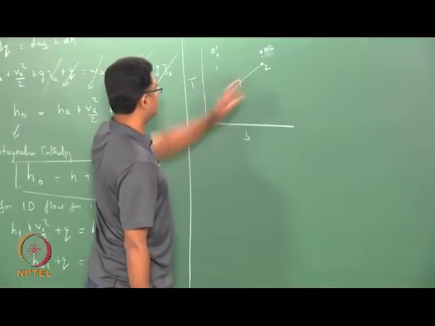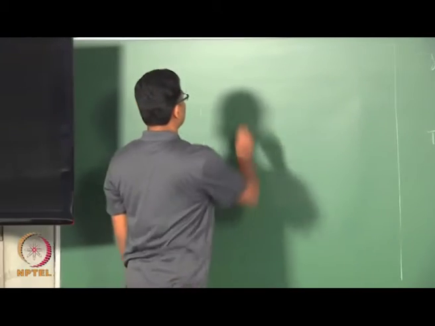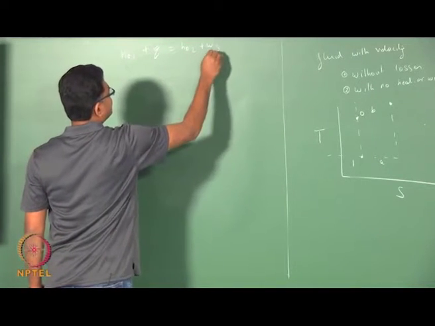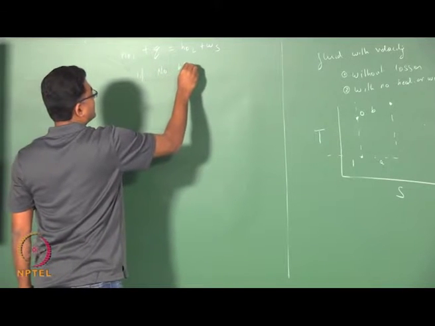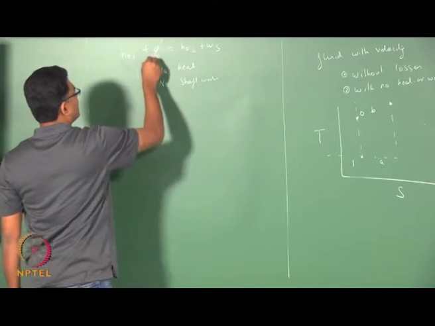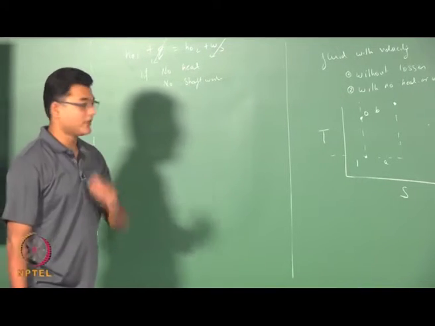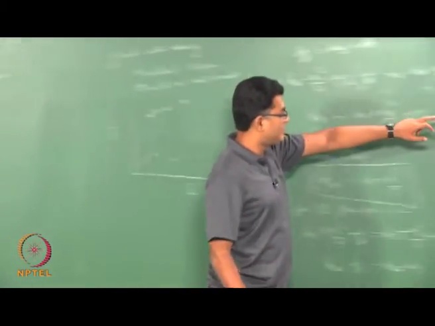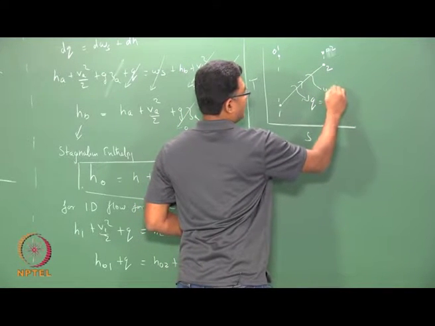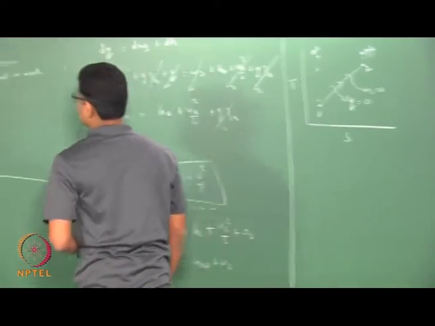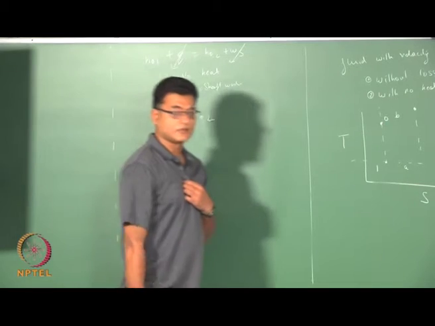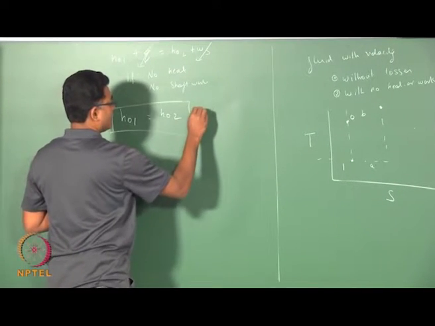Now between these 2 points, h01 plus q equals h02 plus ws. If no heat is applied or no shaft work, you get this term and this term 0. So if there is no heat supplied in the process 1 to 2 and no shaft work, the q is 0, ws is 0 in this process. If that is the case, then I can strike off this, which essentially means h01 equals h02. If this is true.